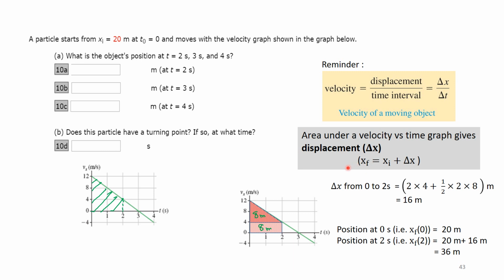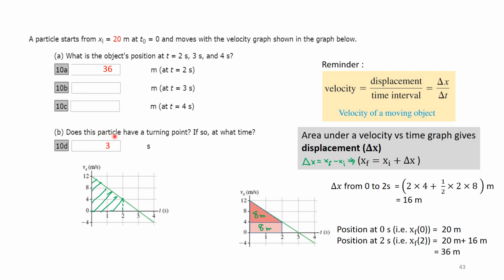And this equation really comes from here. Let's write this down. This equation really comes from the equation that we had for delta x. So delta x equals x final minus x initial. And when you rearrange this equation and solve for x final, you get x final equals x initial plus delta x. So for 0 to 2 seconds, delta x is 16 meters, and your x initial was 20. So you add 20 and 16, you get 36 meters. So that's your answer.